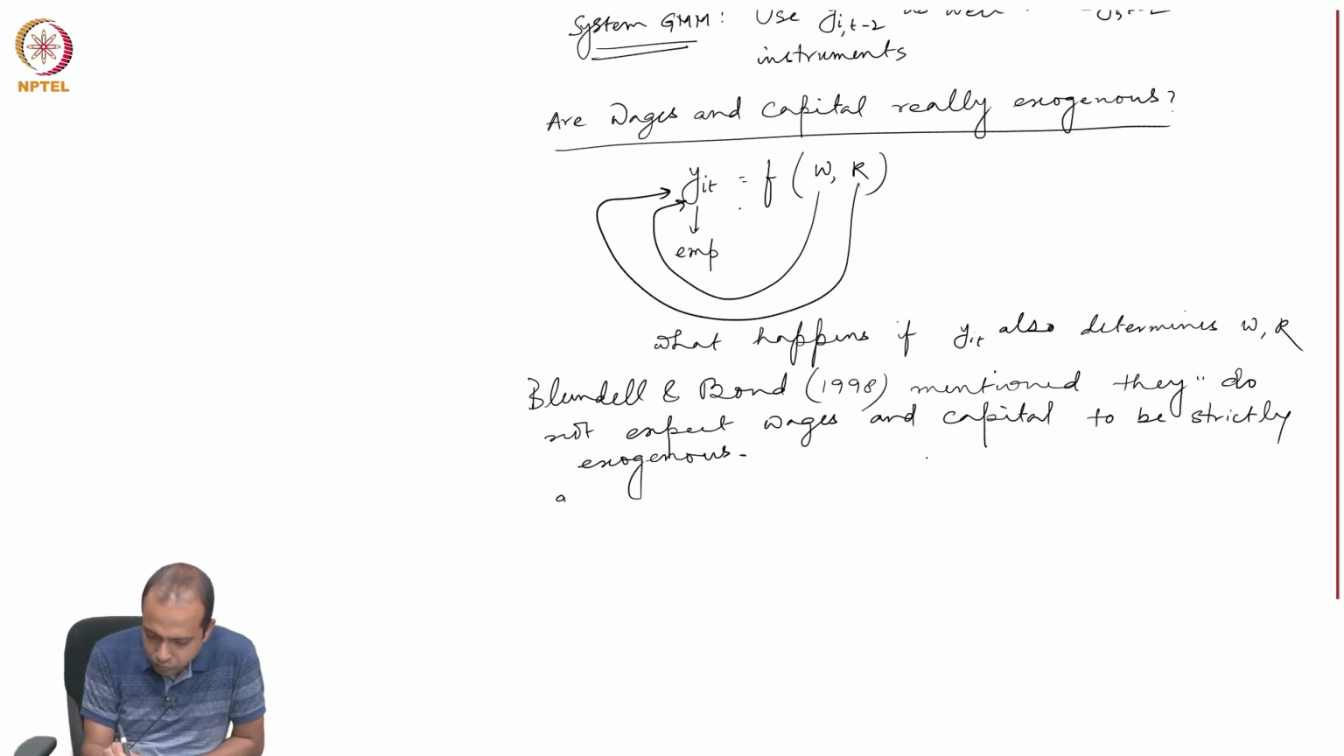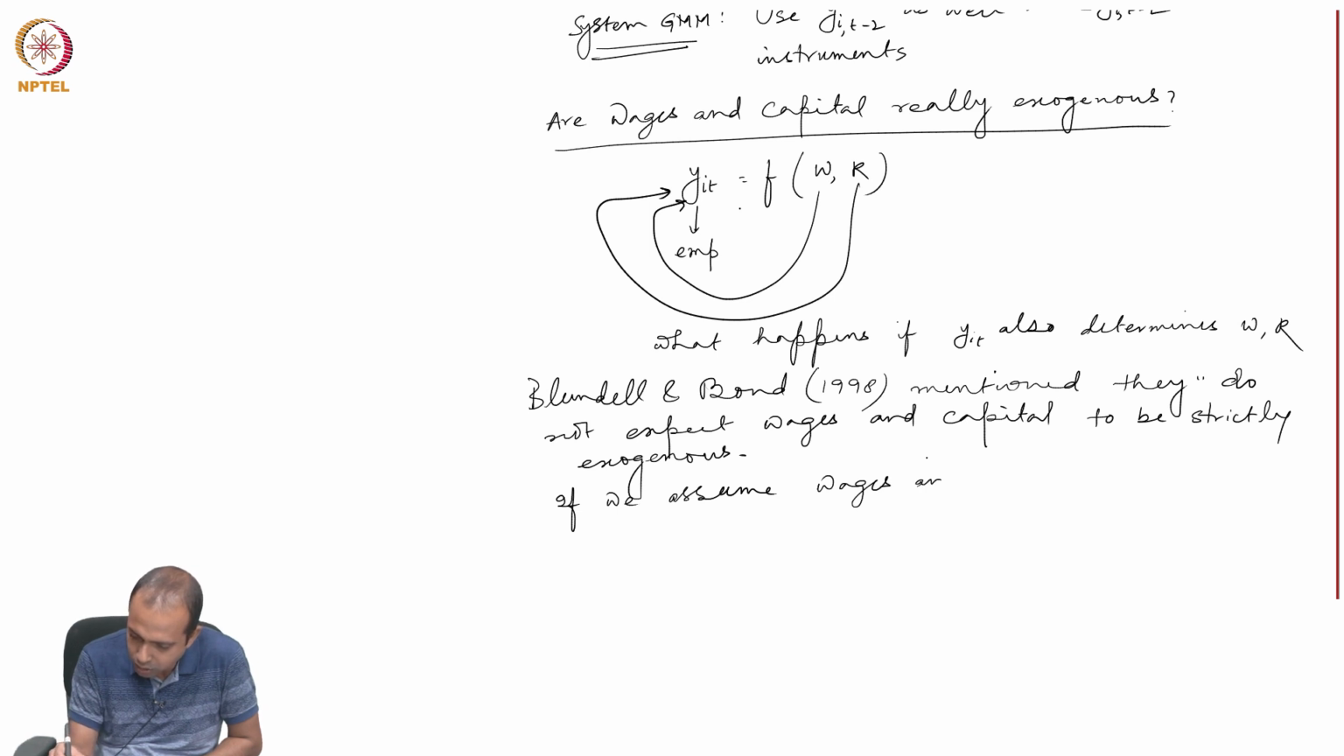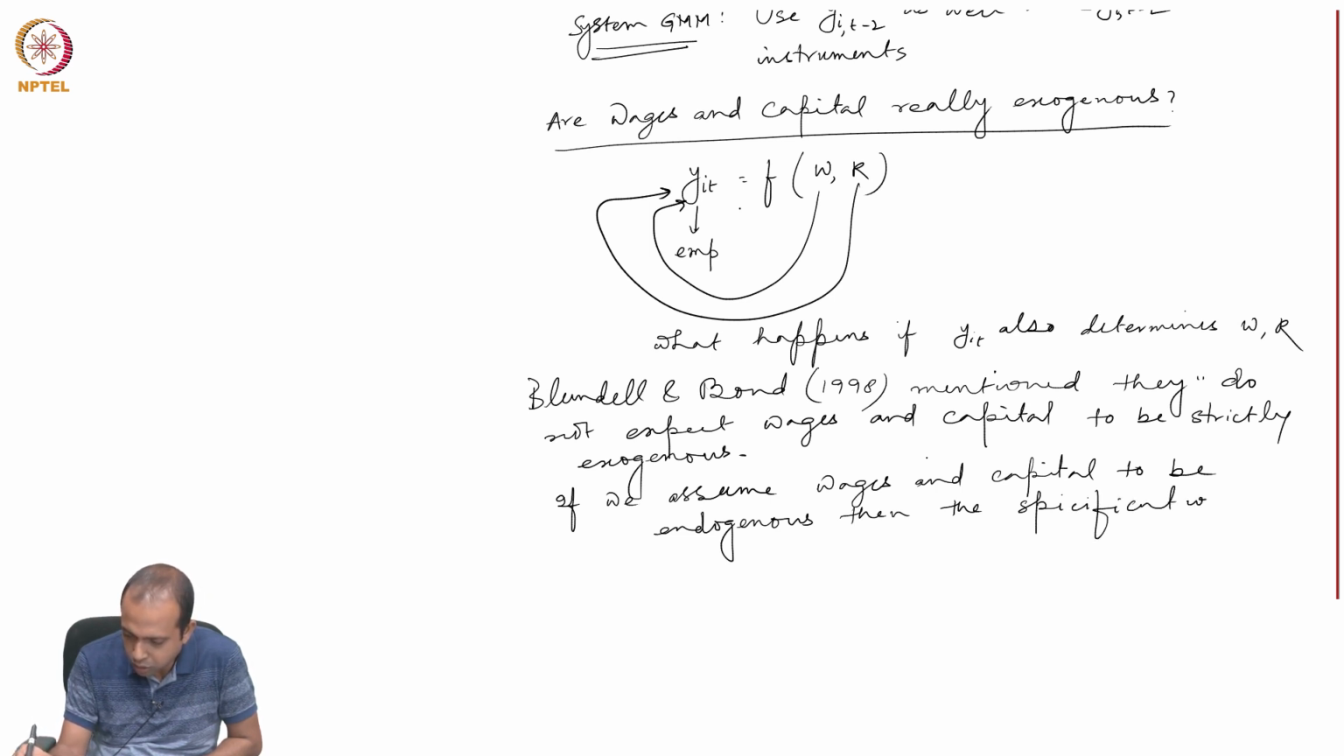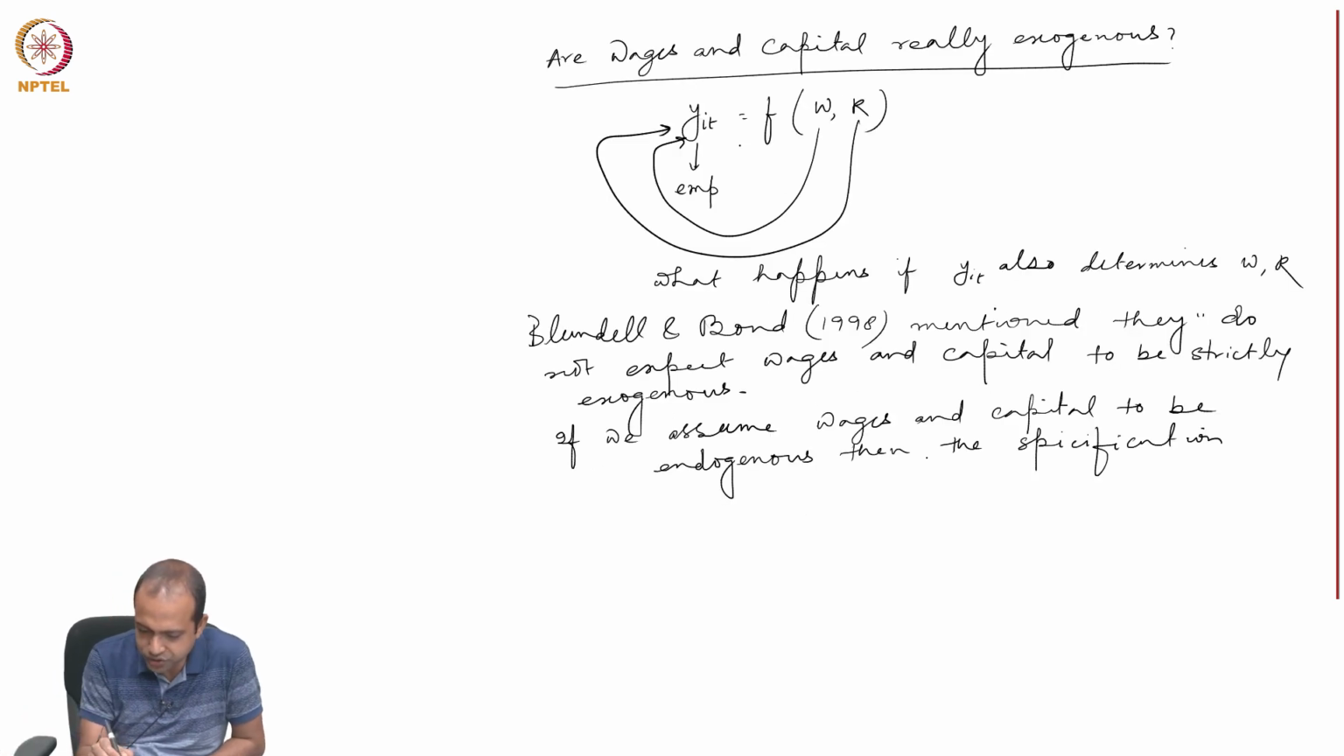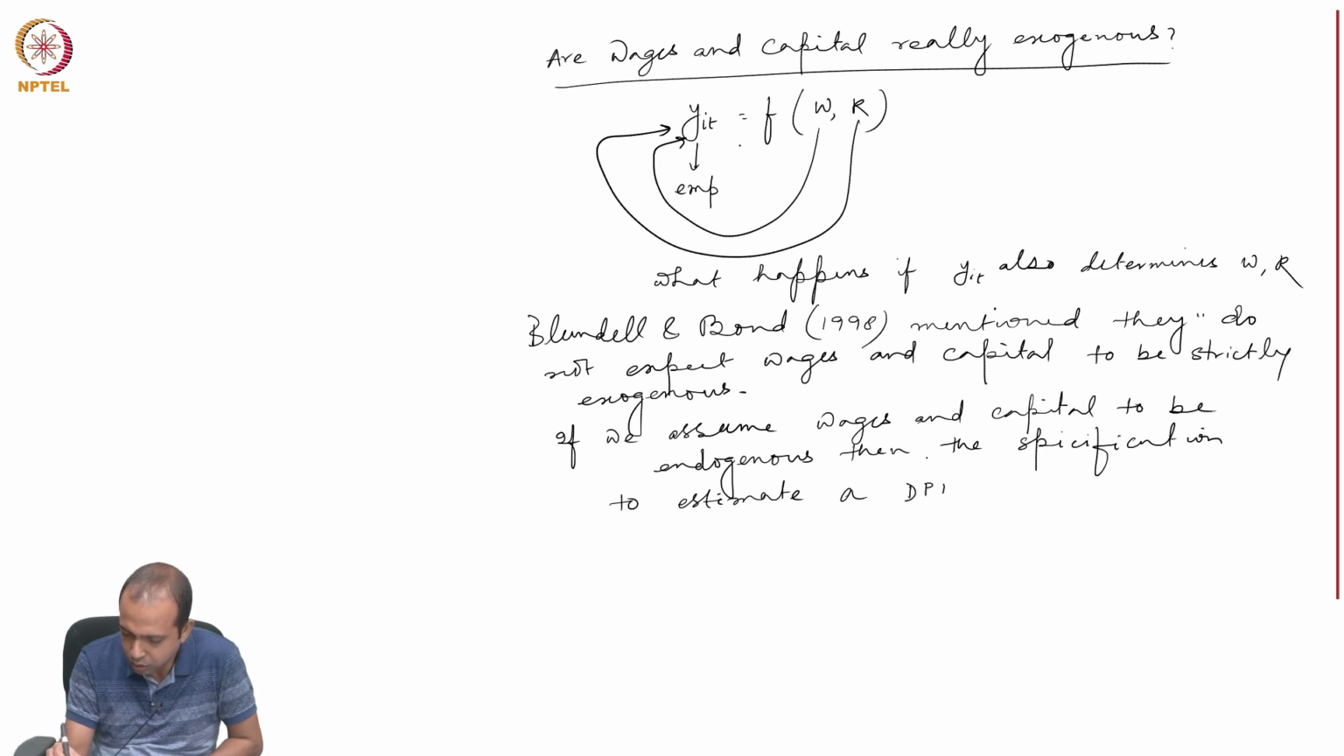So, if we assume wages and capital to be endogenous, then the specification to estimate a DPD changes.